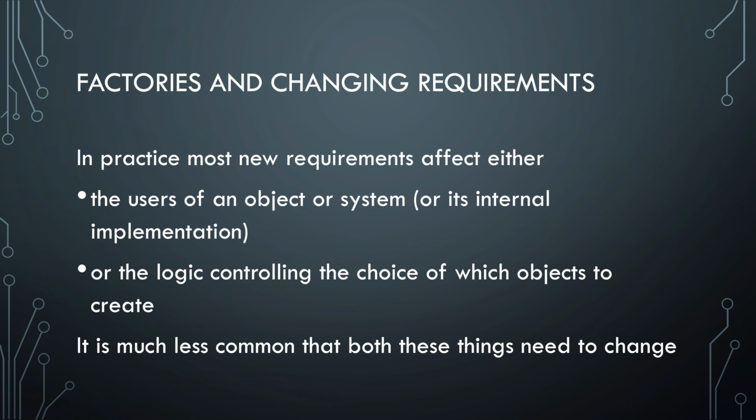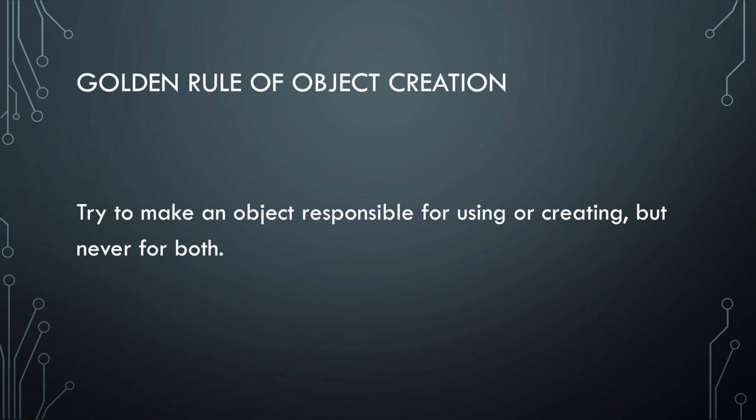Most changes in requirements affect either the usage of an object or a system or the choice of which objects to create. For example, if you have a sales order system and you want to add another country, you need to change the factory part of the software. If you want to add a discount depending on the total order price, this requires changes in the using part of the software. So to conclude, here's the golden rule for object creation. Make a class responsible for using or creating, but never for both.